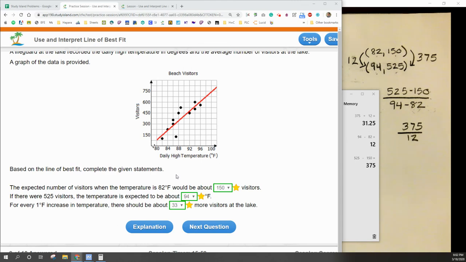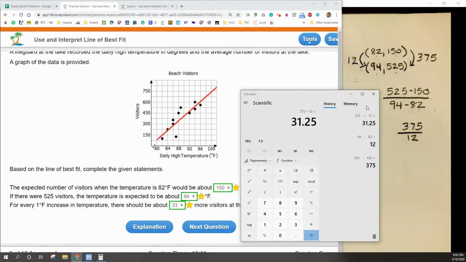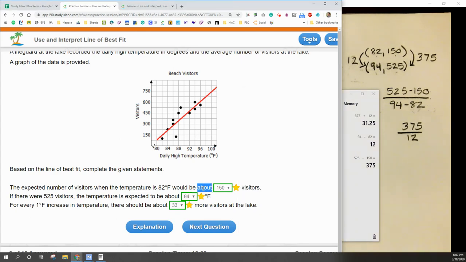Note that I used exact points, so I got a number that wasn't exactly what this problem was giving me. The reason that occurred was because when we did our 94 degrees Fahrenheit and 525 visitors, we were using approximate numbers. So 31.25 would have been the answer if the 2 points that we had used were exact. But in this problem, you notice they say the word about for each one. So if you're trying to figure out why there was that slight discrepancy, that's why. Let's do our last question.